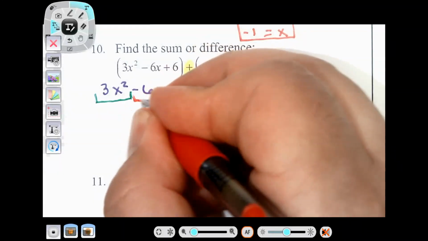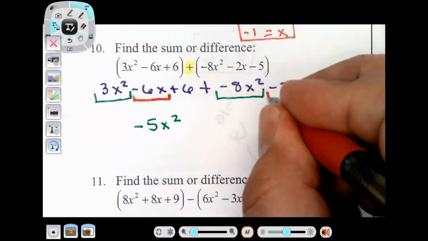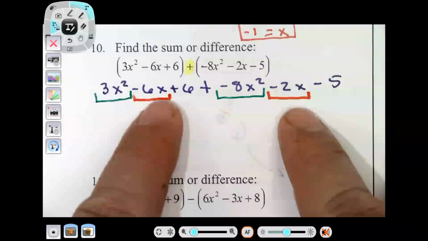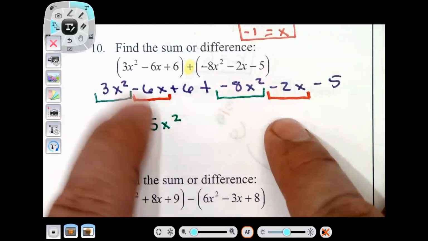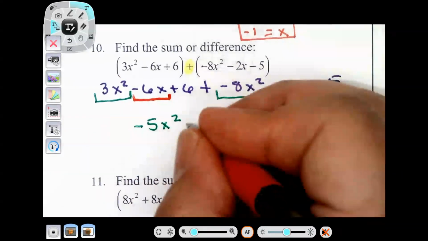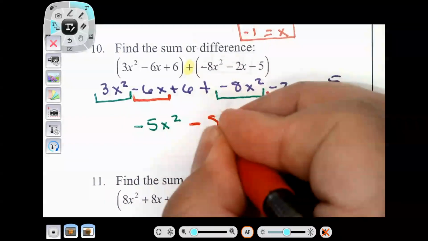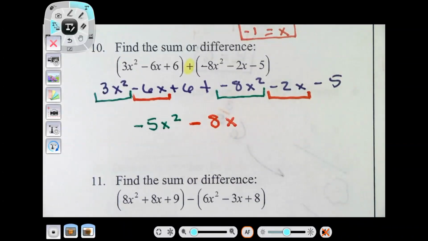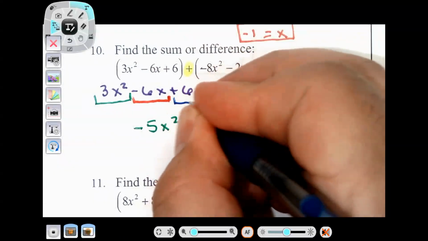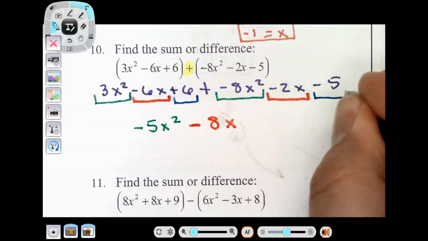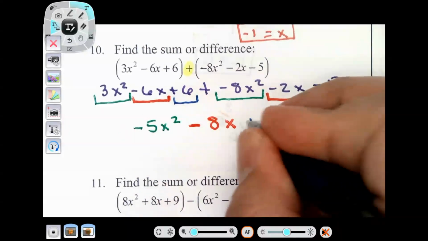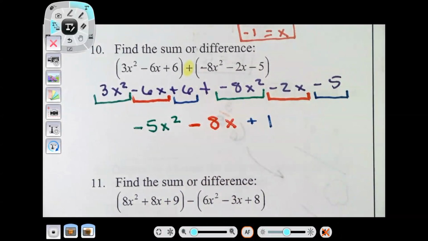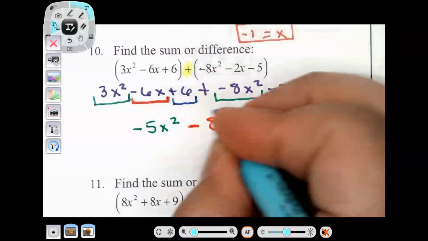Then I'll combine the negative 6x with the negative 2x. Why am I combining them? Because they both say x. Negative 6 combined with the negative 2, now I have more negatives, so it's negative 8x. And finally, you've got a positive 6 with no x and a minus 5 with no x, so 6 minus 5 is positive 1. And just like that, that's our answer. We can't combine anybody else. So that's all we do.